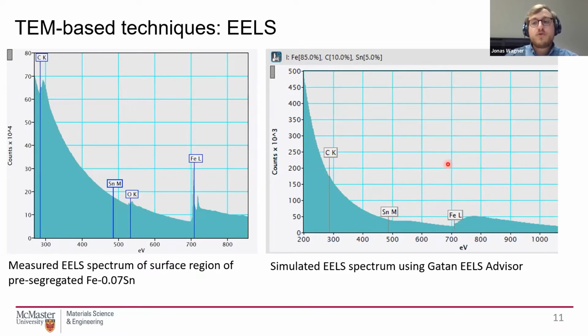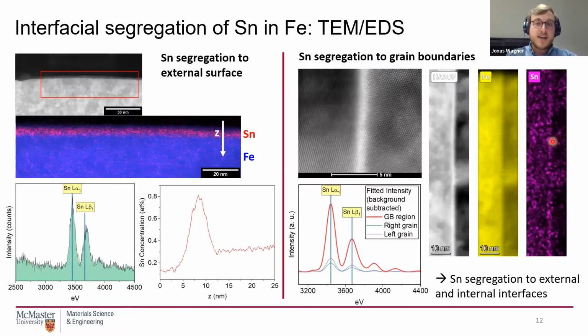So EELS proved not to be very helpful in my case, but I got lucky with EDS. You can see here a very nice, clean EDS peak. I was lucky to not have any overlaps, which would make my analysis more difficult. And I was able to find tin at my external surface, as well as at the grain boundary of my iron-tin binary alloy.